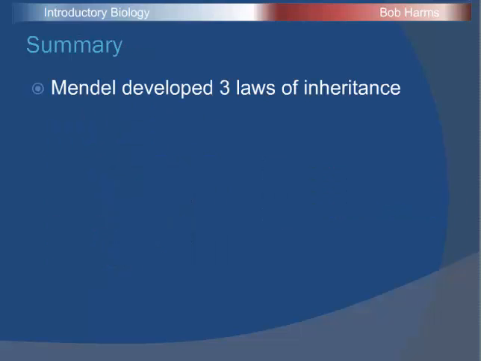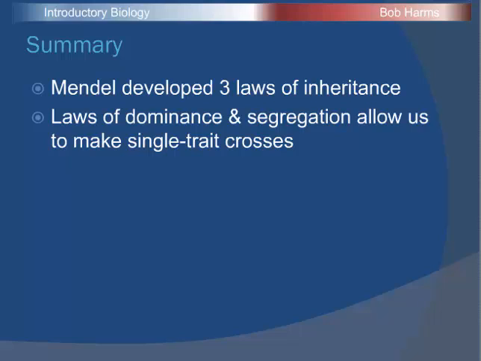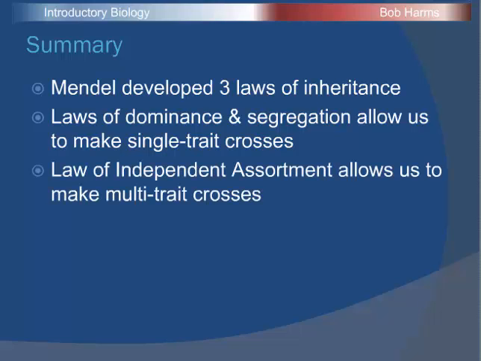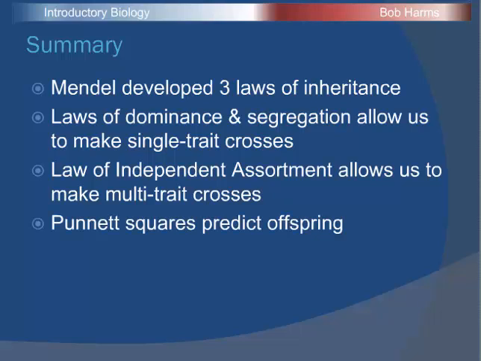So wrapping things up today then, Mendel developed his 3 laws of inheritance, again, way back in the 1860s or so. The first 2 laws, the law of dominance and segregation, if we use those laws, that allows us to make those single trait crosses or monohybrid crosses looking at one prediction. His third law, the law of independent assortment, applies to looking at multiple traits and allows us to do crosses looking at several traits all at the same time. Our Punnett square is our tool that's going to help us predict the offspring, although we're not going to use that tool until we've already figured out what gametes the parents are going to pass on.